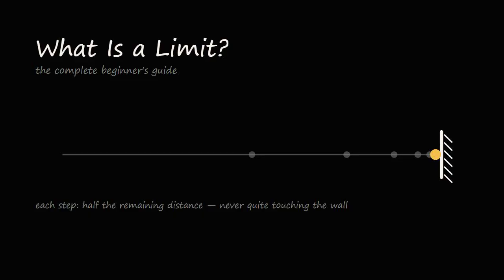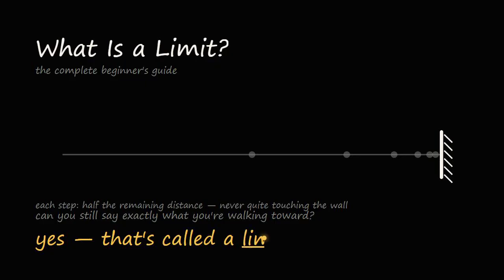Here's the question calculus asks. Even if you never touch it, can you still say exactly what you're walking toward? The answer is yes. And what you're walking toward is called a limit. By the end of this video, you'll be able to calculate one in under 10 seconds, and know exactly when you can't.